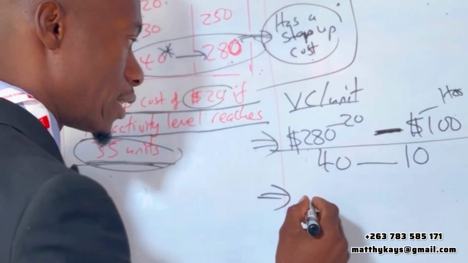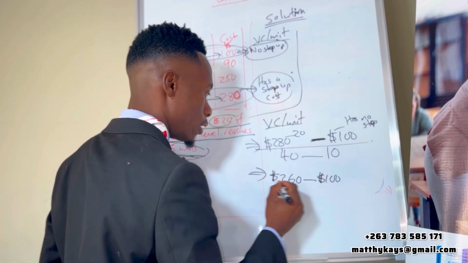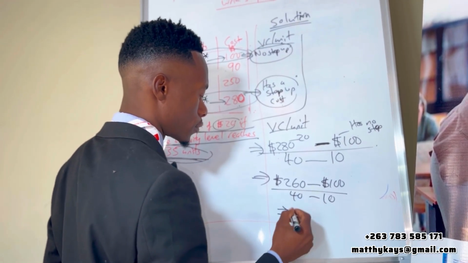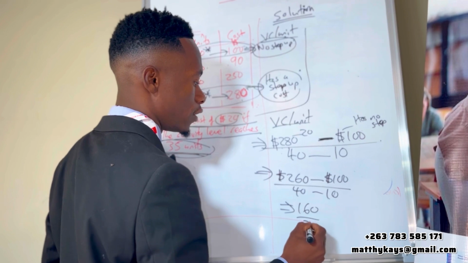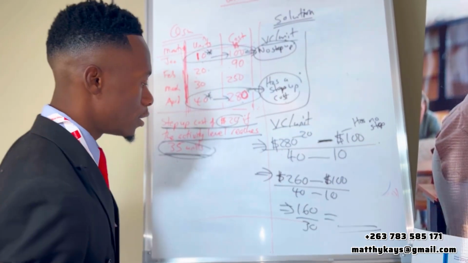Then it will be like this: 260 versus $100, over 40 less 10. So this will be 160 over 30. Then you divide and you get your variable cost per unit.